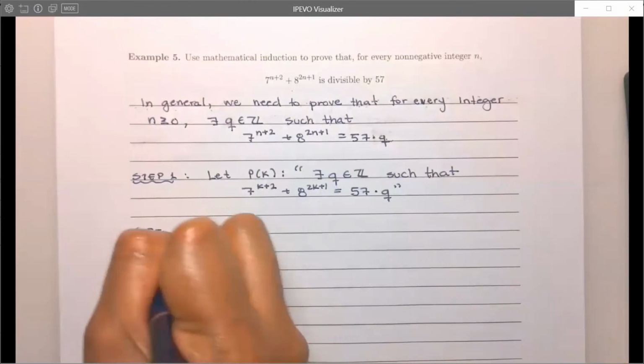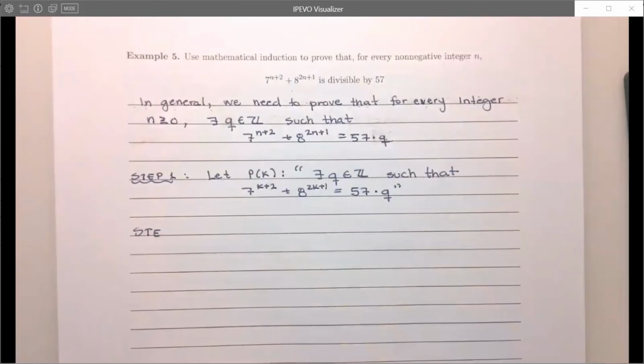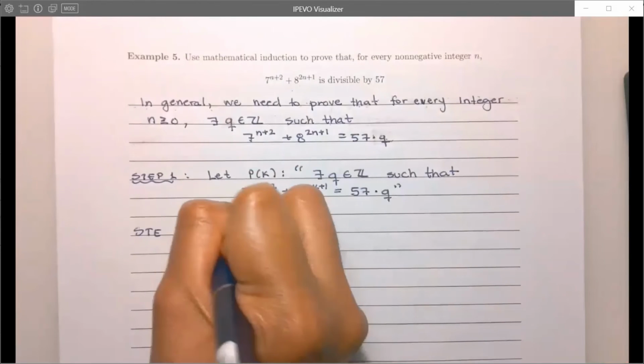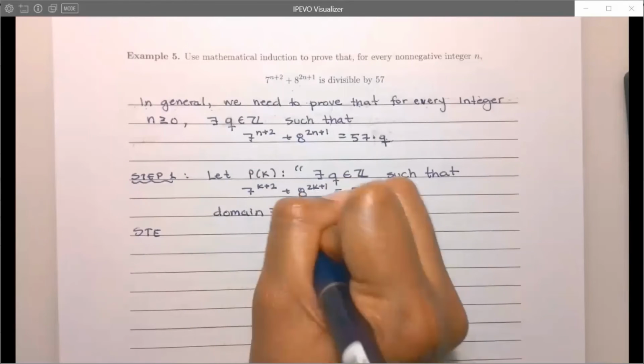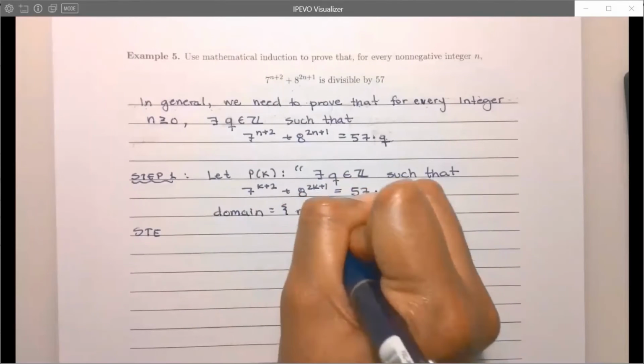And let's not forget about our domain. This is supposed to be true for every integer that is non-negative. And then that defines our domain. Our domain will be all non-negative integers.